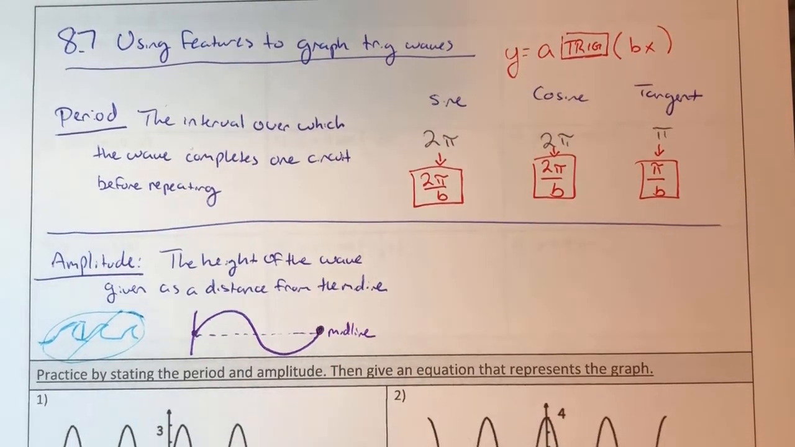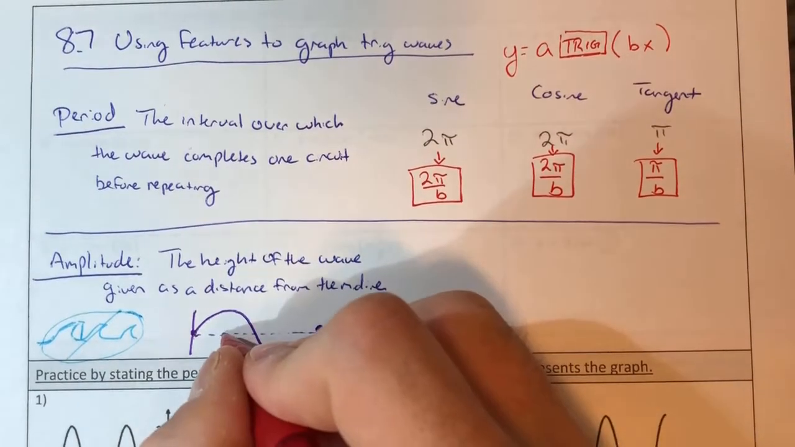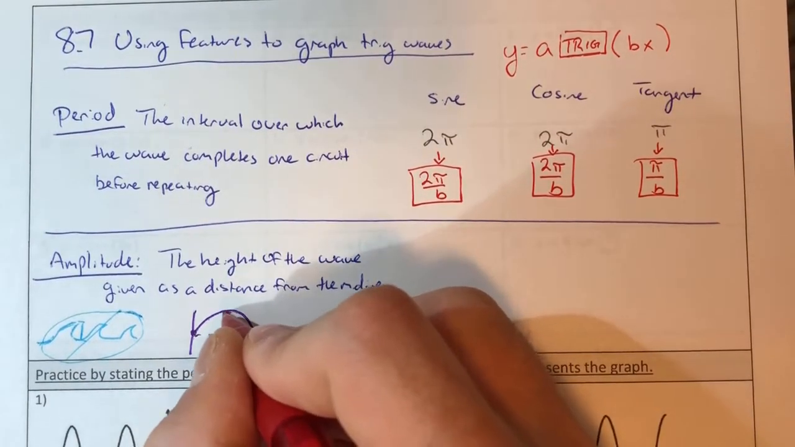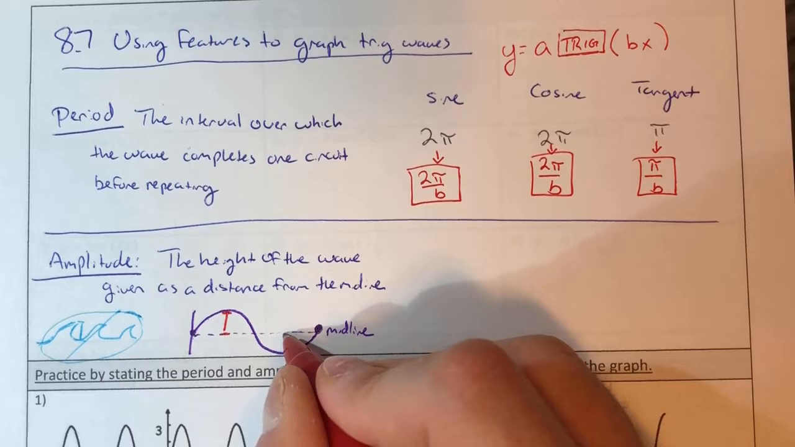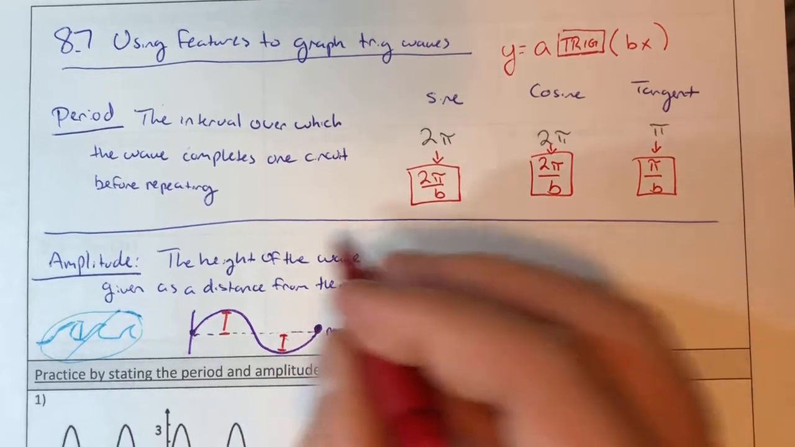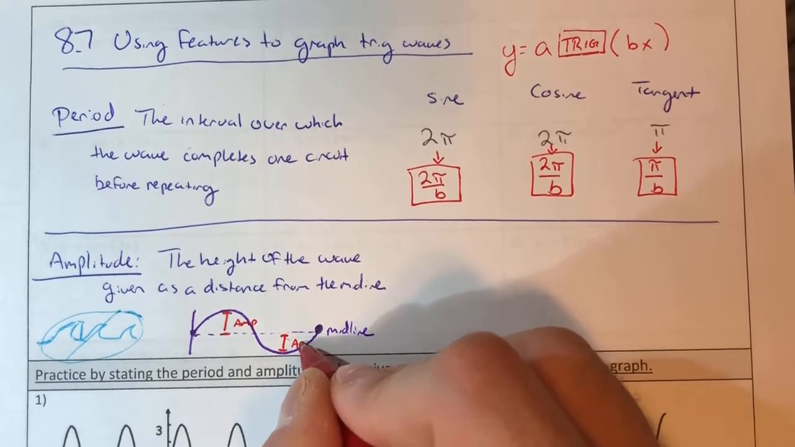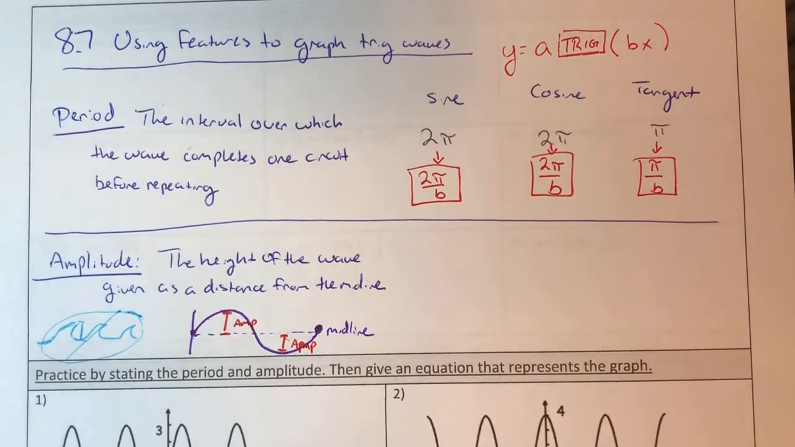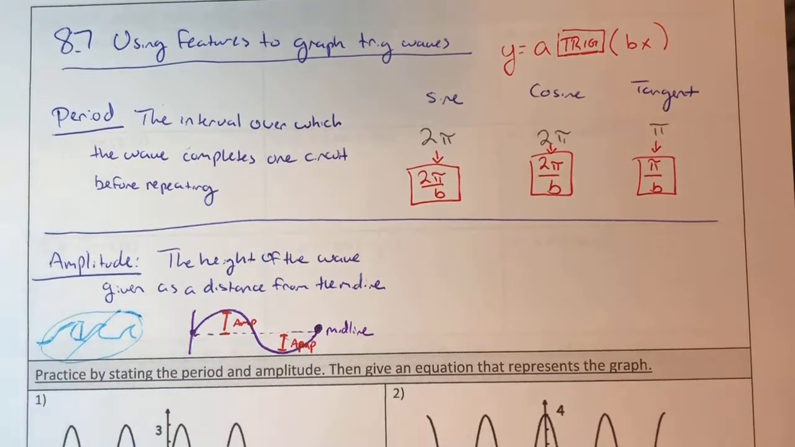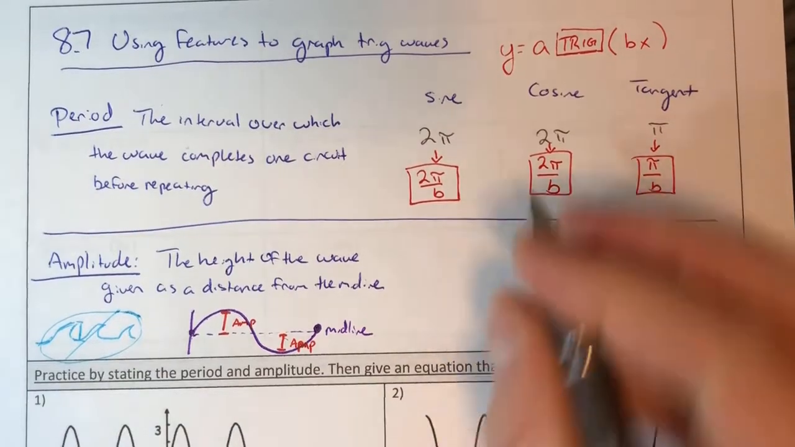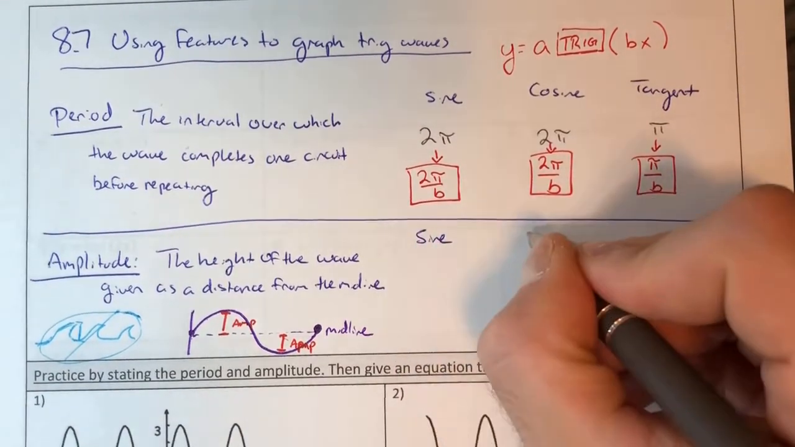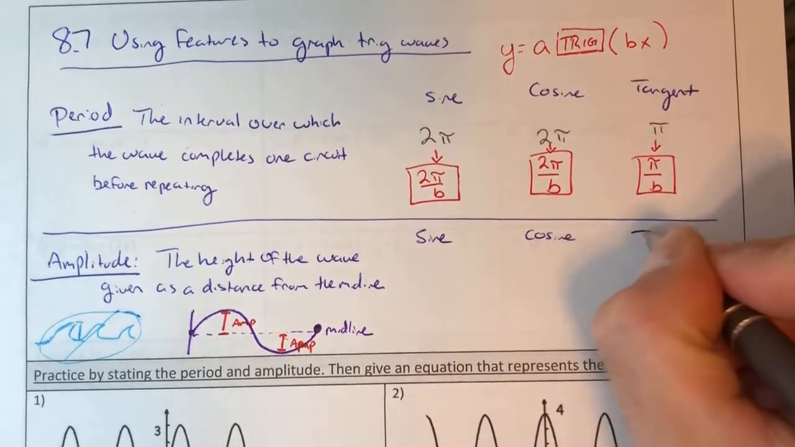And the amplitude is going to be the distance from that midline to the crest or the top, and the midline to the bottom or the trough. Both of these are going to be equal, and they're going to be our amplitude. And that's going to be what we measure. So let's take a look at those three trig values again. Let's take a look at sine, cosine, and tangent.